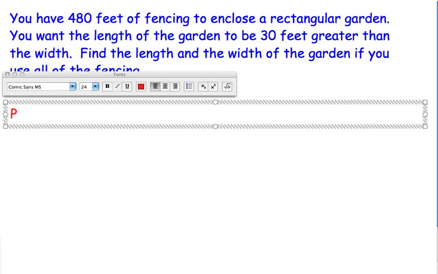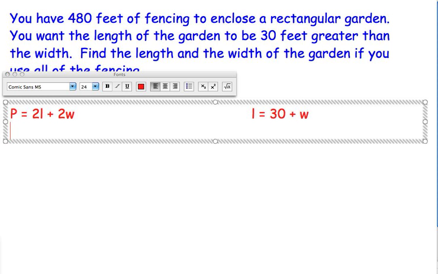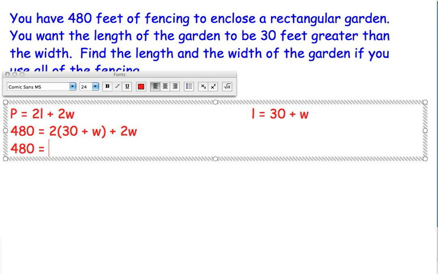Well, remember perimeter. That formula for perimeter is 2 times your length plus 2 times your width. And it also tells me that the length of the garden is to be 30 feet greater than the width. So the length is going to be 30 greater, means plus, the width. Well, knowing that, and that my 480 feet of fencing around my garden is my perimeter, I can substitute in 480 for perimeter. I'm going to substitute the length with 30 plus W, and then I'm just going to add my 2 times the width. And then I start simplifying. 480 equals, for distributive property, 2 times 30, which is 60, plus 2 times W, which is 2W, plus 2W.